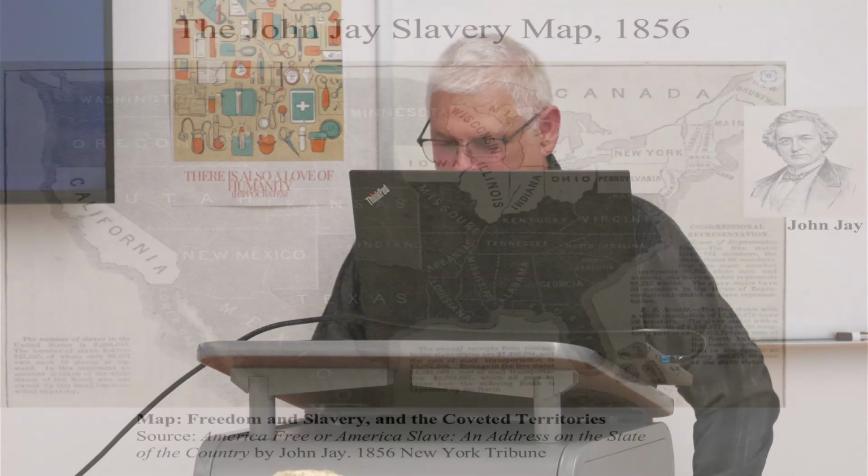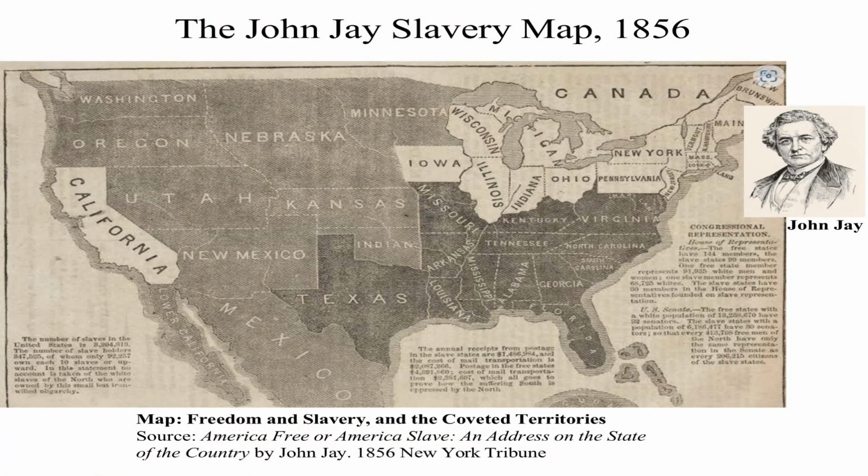The New York Tribune published the 20-page address, which included a map designed by John Jay himself. In addition to the map, there is marginalia that disclosed the number of slaves in the United States and how the slave population affected congressional representation. The map states that the slave states have 30 members in the House of Representatives based on the slave population, regarding the Constitution, which counted slaves as 3/5 of a person.